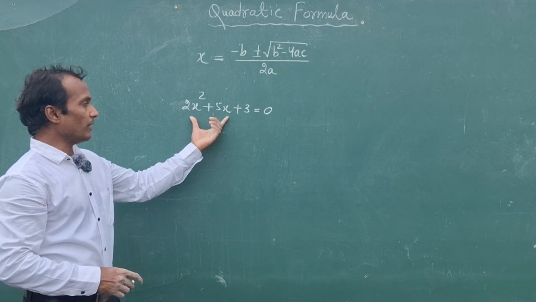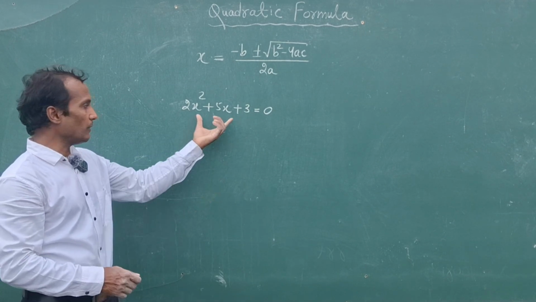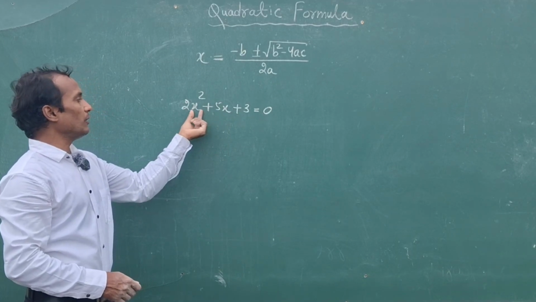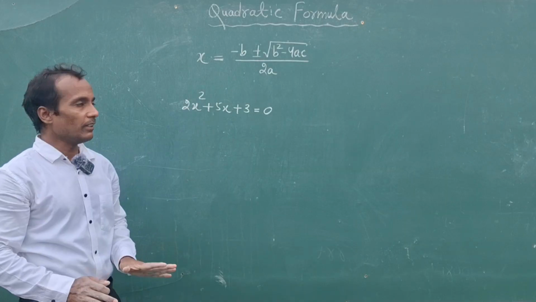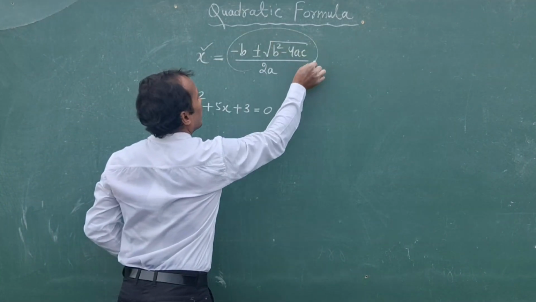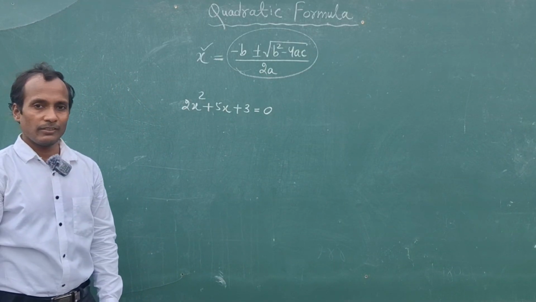This equation I have taken randomly. This might not be giving any real roots, or maybe giving unreal ones. Don't go for this. This is a quadratic equation, and to get the value of x, we use this formula. Okay, how this formula has come, how the value of x is given by this formula, I will derive that. Okay, stay connected.